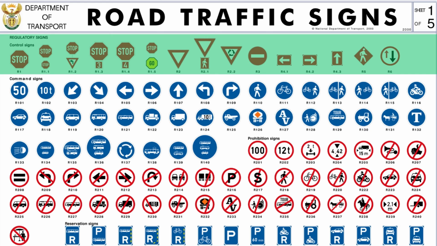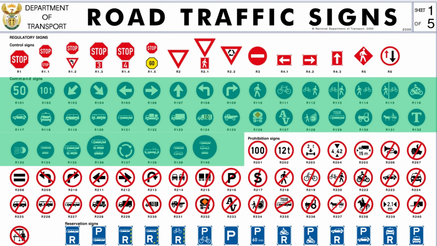Control signs tell drivers what to do at an intersection and other specific locations. They are typically red, yellow, or white with black text or symbols. Command signs tell drivers what they must do, such as stopping, yielding, or turning. They are typically blue with black lettering or symbols.